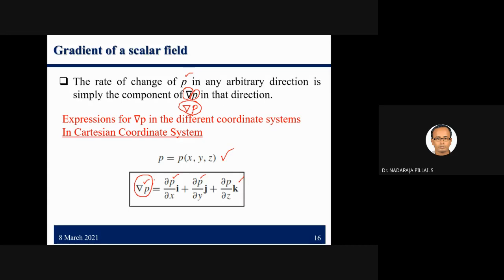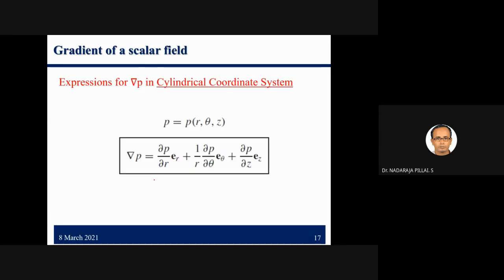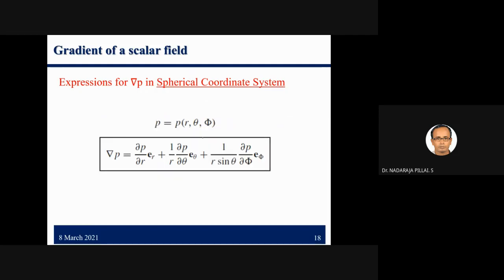Now let us go to the cylindrical coordinate system, r, theta, z. We can represent the gradient of P as dou P by dou r into e r plus 1 by r into dou P by dou theta into e theta plus dou P by dou z into e z. Similarly, the spherical coordinate system can be represented.